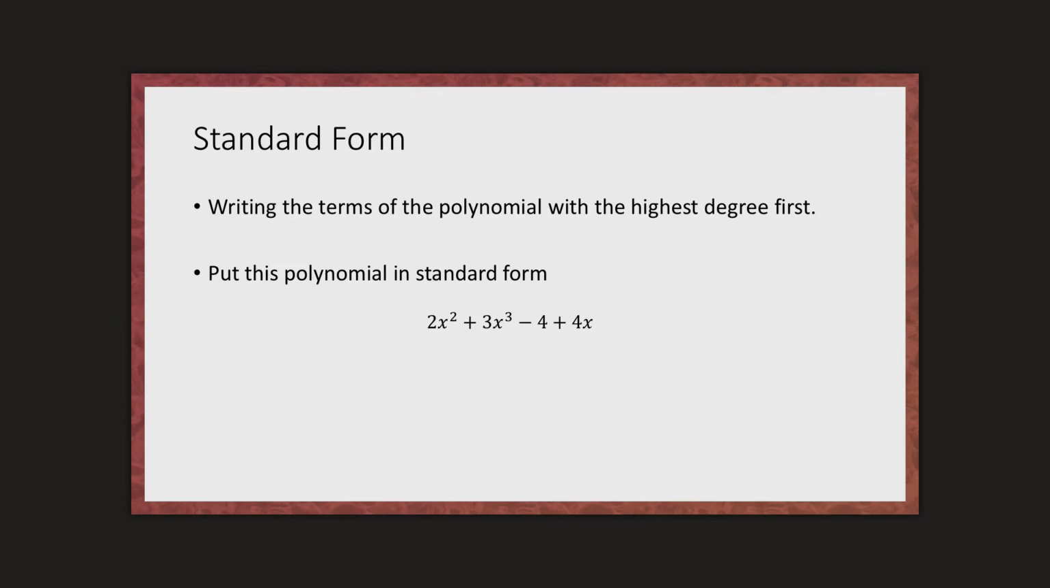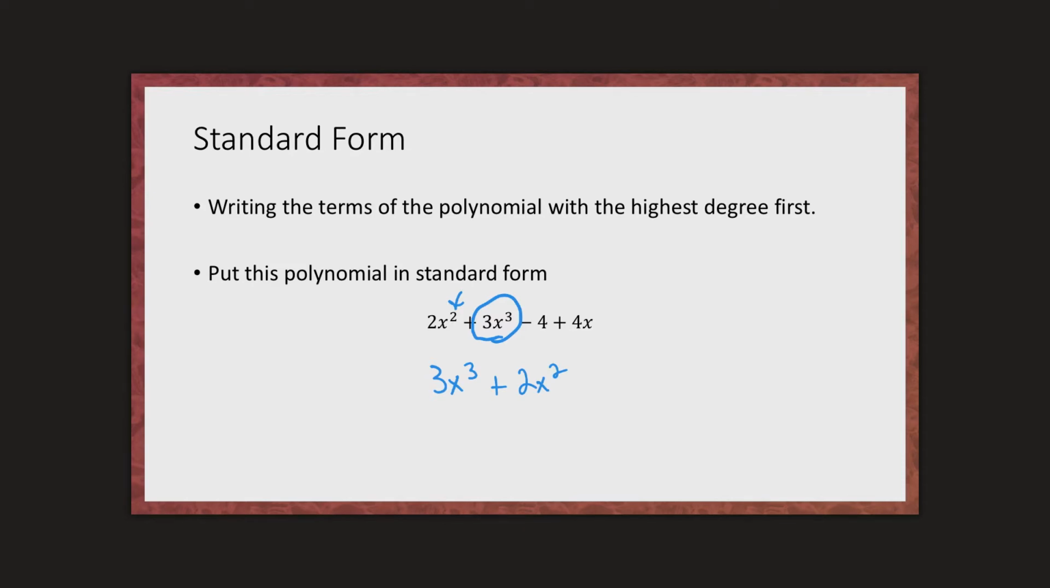So 2x squared plus 3x to the third minus 4 plus 4x. Well, I notice that my highest degree is this 3x to the third, so I'm going to write that first. And it's a positive number, so I just keep it positive in front. The next highest degree is 2x squared, and that's also a positive number, so plus 2x squared.